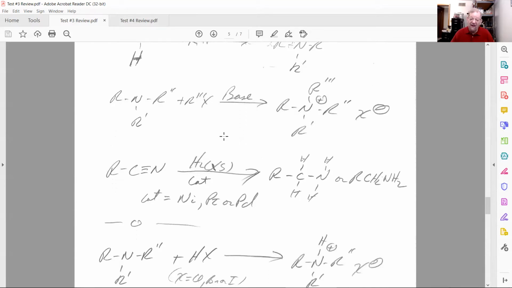Now, a great way to make a primary amine is take a nitrile, carbon-nitrogen triple bond, react it with excess hydrogen, a catalyst, nickel, platinum, or palladium. Remember, this has 2 pi bonds. When you hydrogenate it this way, you put 2 hydrogens on each atom of the triple bond, carbon and nitrogen, and you get a primary amine, which you can also write like this.